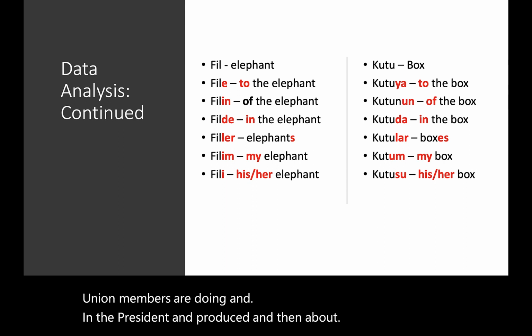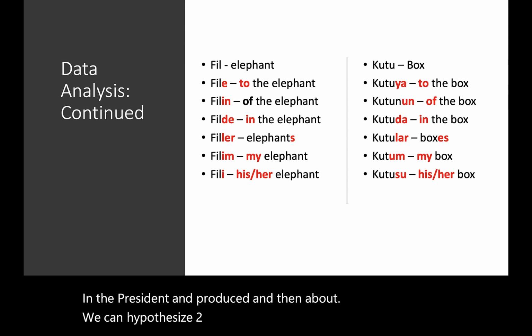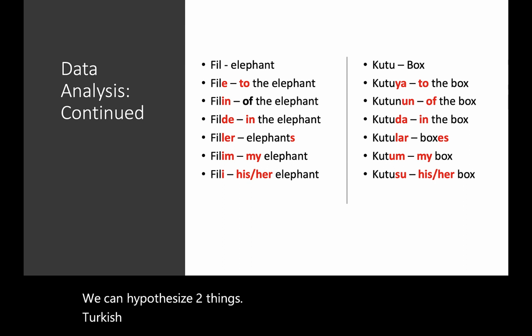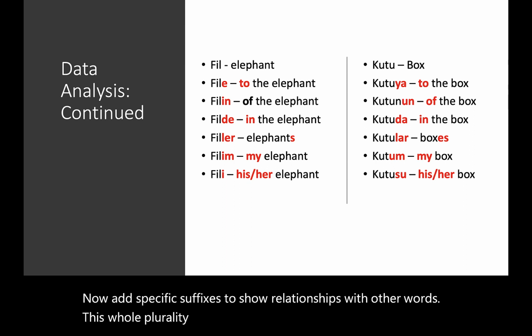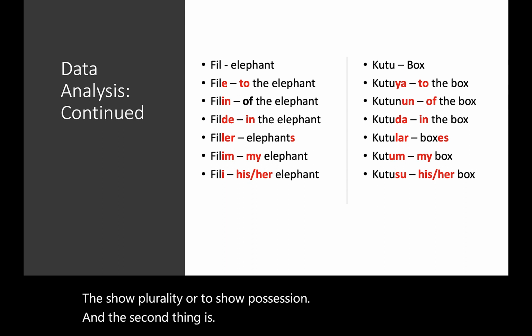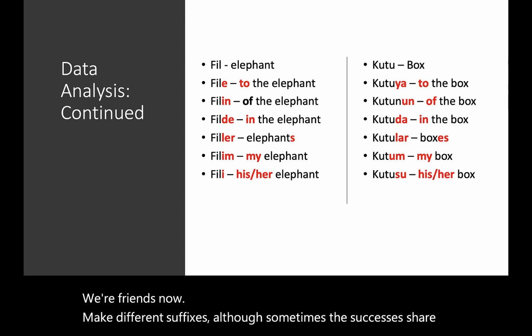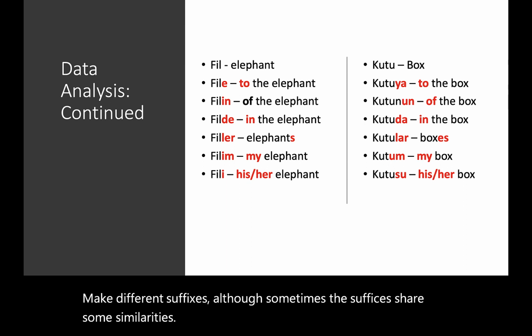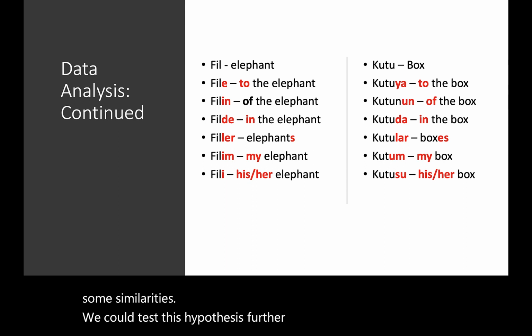We can hypothesize two things. In Turkish, nouns add specific suffixes to show relationships with other words, to show plurality, or to show possession. And the second thing is different noun types make different suffixes, although sometimes the suffixes share some similarities. We could test this hypothesis further, but we won't for the sake of time.